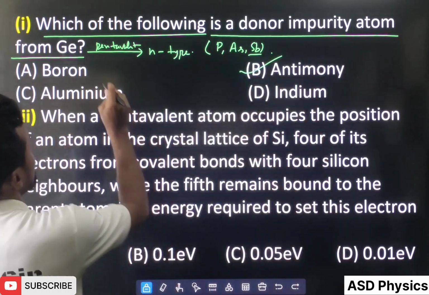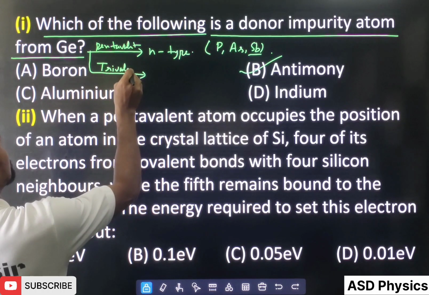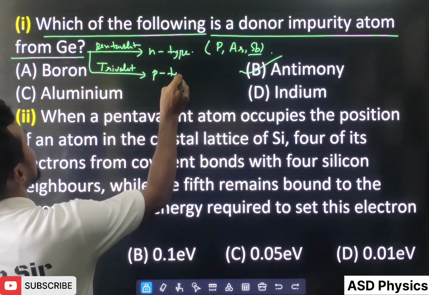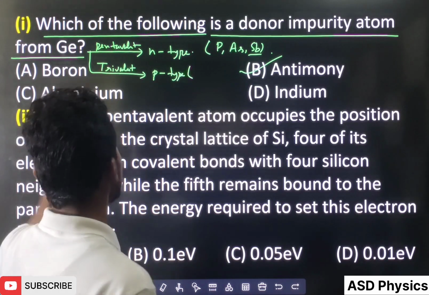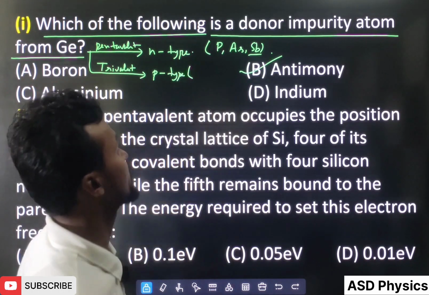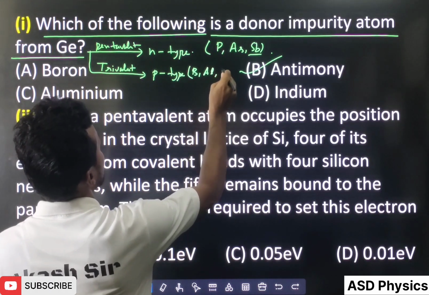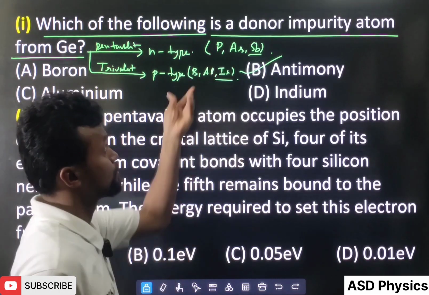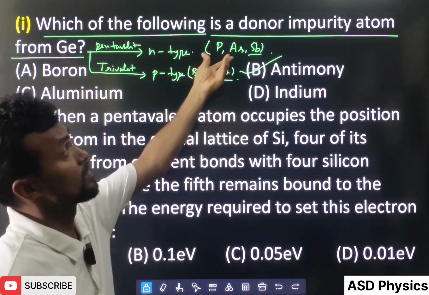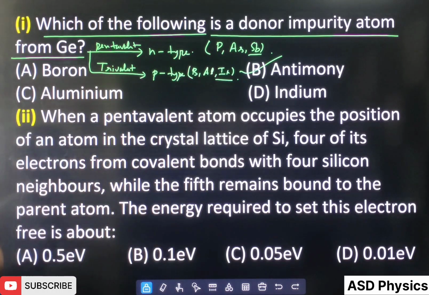Antimony is the donor. But just for information, when we are doping with a trivalent impurity, it will become a P-type semiconductor. And what are their names? Boron, aluminum, indium. They all are acceptors. This is the donor impurity, this is the acceptor. So remember that the correct option is Option B.